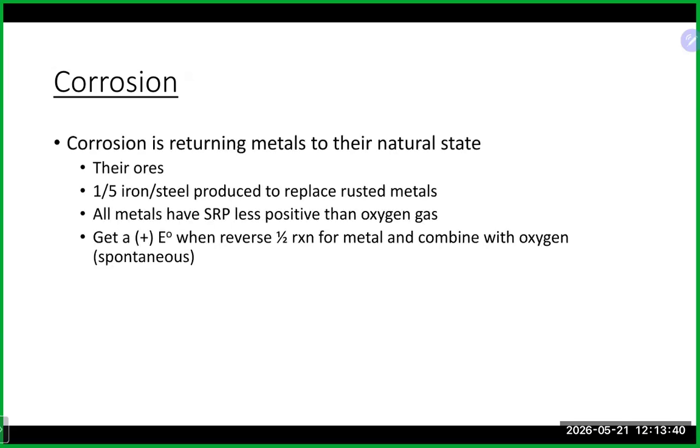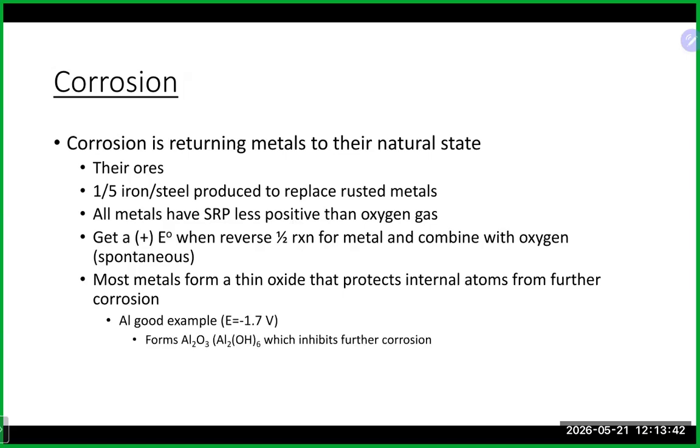So corrosion is returning metals to their natural state, and a lot of steel production is for metals that have gone through and rusted. All metals that have an SRP value less positive than oxygen gas are basically susceptible to going through oxidation. The reason for that is if you have your oxygen and you have your metal, and the SRP value for oxygen is more positive than it is for your metal.